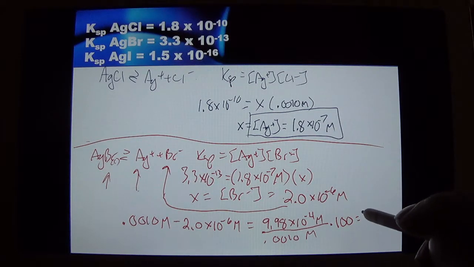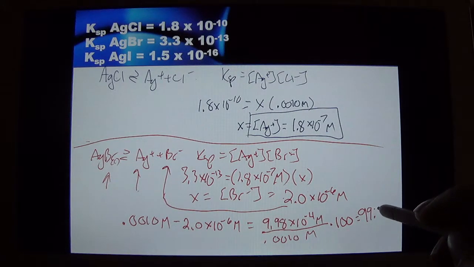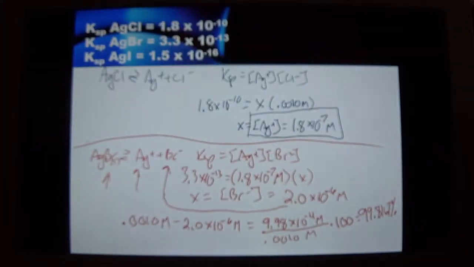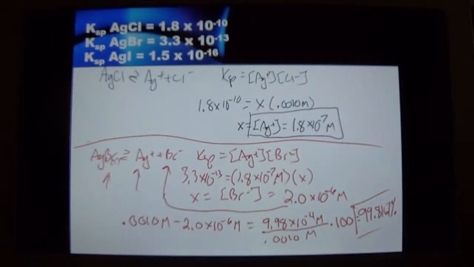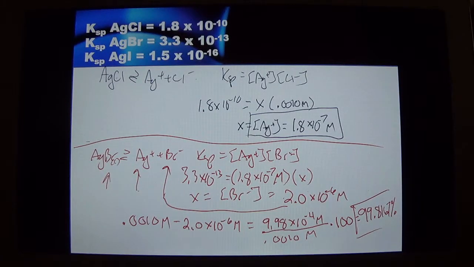And check out my percentage. I'm going to use a lot of decimals to overkill. This is too many significant digits, but it's going to give you an indication of the results. Check this out. 99.8167, so 99.8, almost 100% of the bromide ion has precipitated out by the time I start precipitating the chloride.